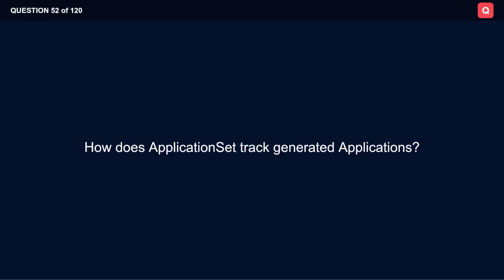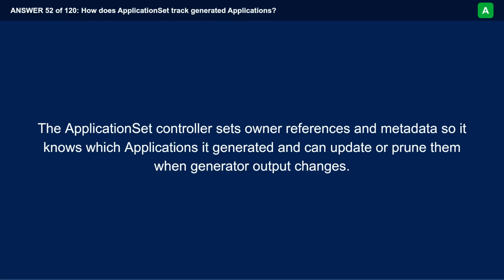How does application set track generated applications? The application set controller sets owner references and metadata, so it knows which applications it generated, and can update or prune them when generator output changes.